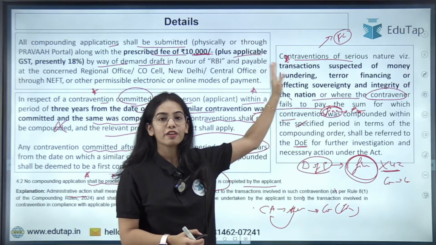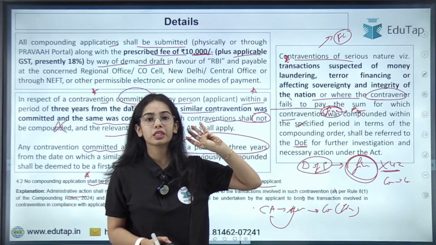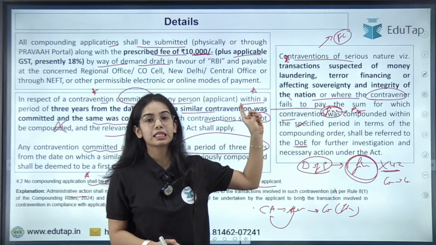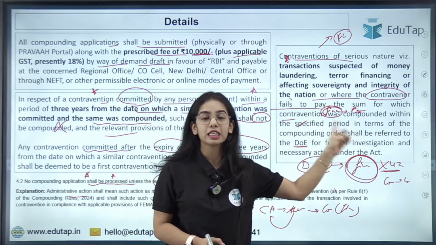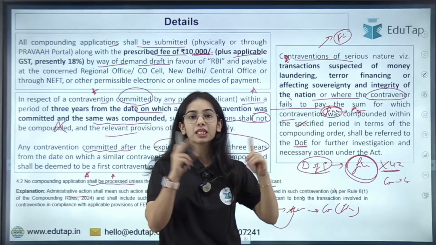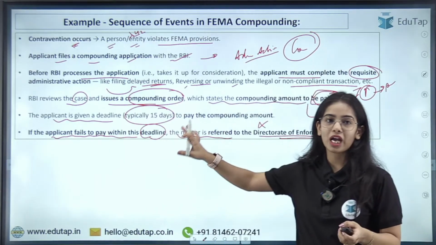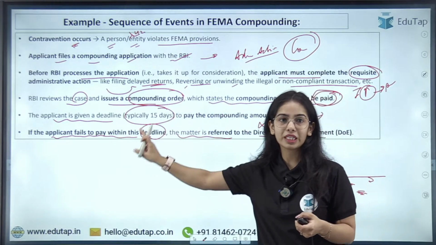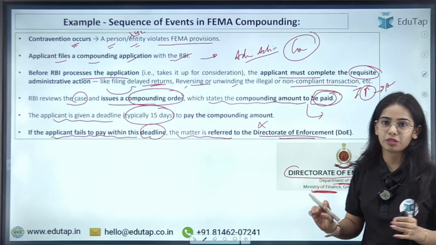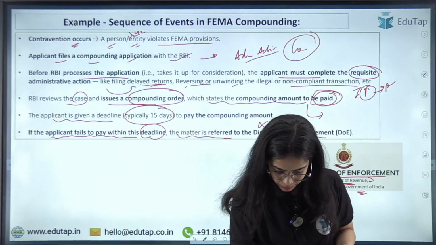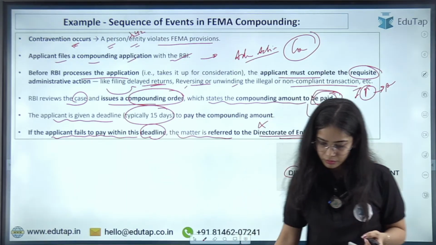So this is the idea that if any contravention of a serious nature is happening, related to money laundering or terrorist financing, the case will go to the Directorate of Enforcement. Or if the contravener, that is the applicant, is not paying the compounding amount within the given timeline, then also the case will go to the Directorate of Enforcement. So if the applicant fails to pay the compounding amount within the deadline, the matter will be referred to the Directorate of Enforcement. I hope this is clear. Is this clear?